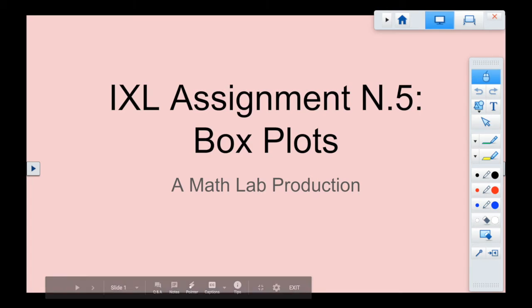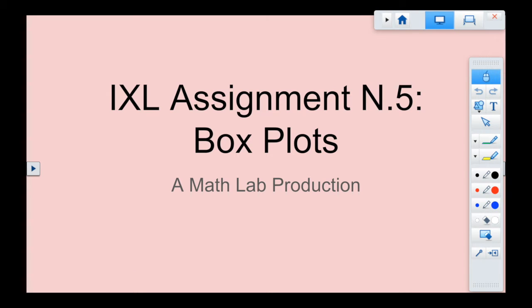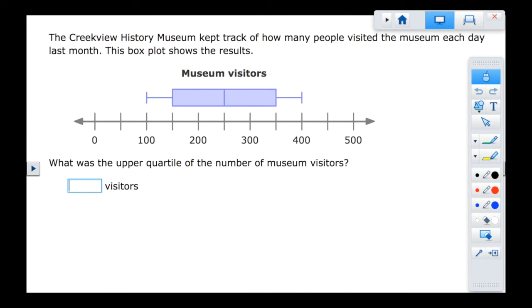Hello everyone. Today's video is on IXL assignment N5, box plots. Let's get started. The Creekview History Museum kept track of how many people visited the museum each day last month. This box plot shows the results.